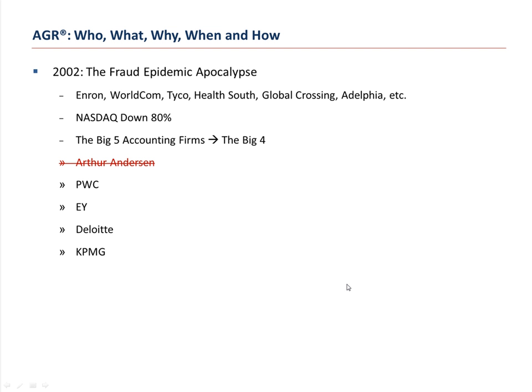In the beginning, in 2002, we all recall the fraud epidemic apocalypse that hit the United States. Enron, WorldCom, Tyco, HealthSouth, and several other huge frauds, taking NASDAQ down from over 5,200 to below 1,500. And maybe even more remarkable, the largest accounting firm in the United States, Arthur Andersen, was shut down because of their role in several of the large frauds, including Enron. It was this event, this fraud epidemic, that was in fact the motivation behind the creation of this firm and the first model that we created.